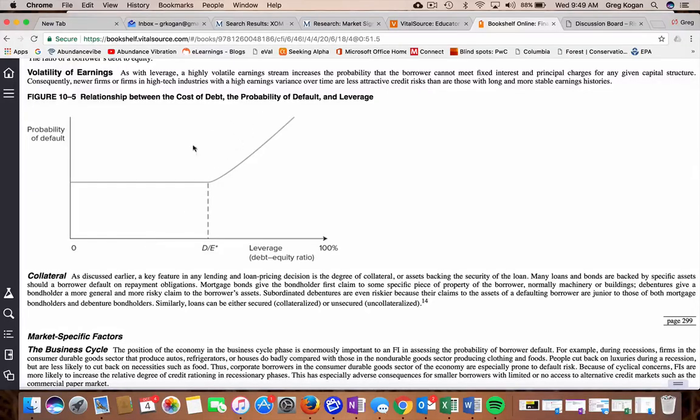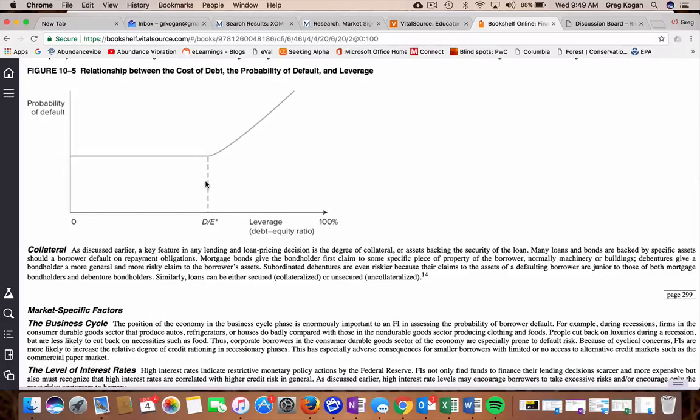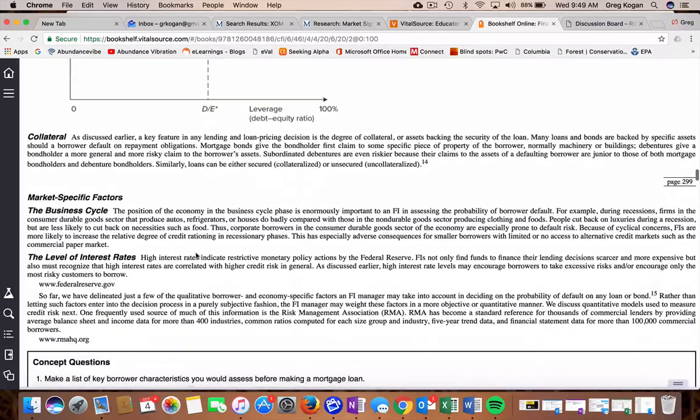As you see here, as the debt to equity ratio grows from 0 to 100, there's no real effect on probability of default until 50. This debt to equity ratio is basically the amount of debt relative to your equity as a percent of total financing. As you have more and more debt, the probability of default grows quite sharply. So you can see that is a factor.